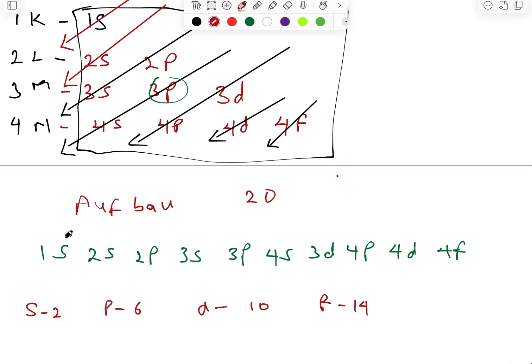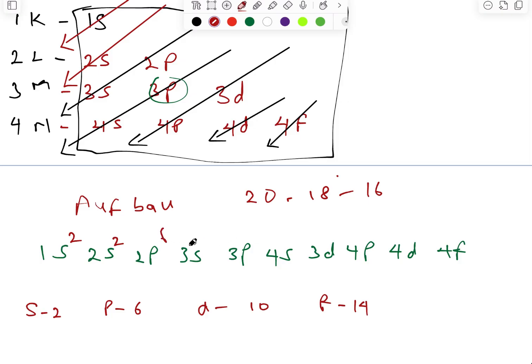So S maximally can only hold 2 electrons. So we are done with 2. We are left with 18. Out of the 18, we have another S. This will take 2 only. So just 2. Then we are left with 16. Out of 16, P can take 6.